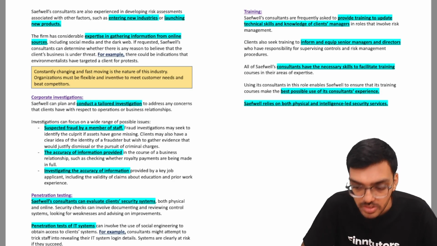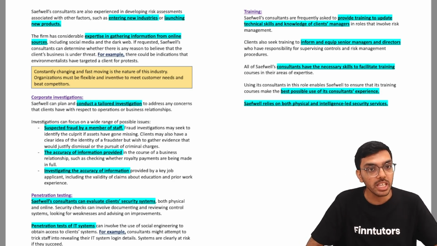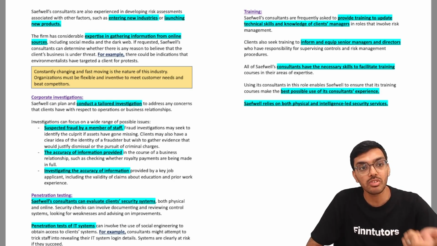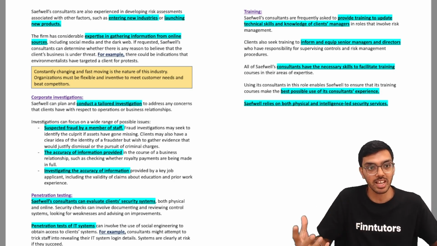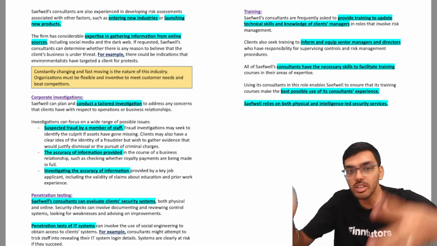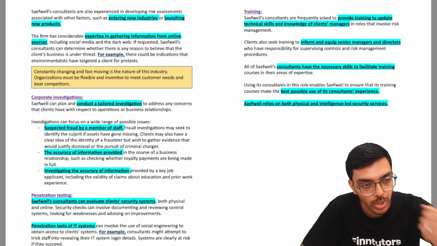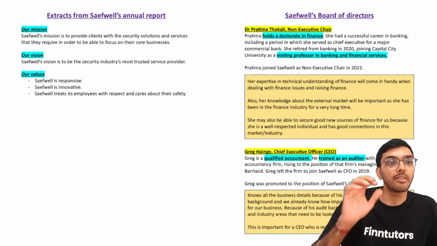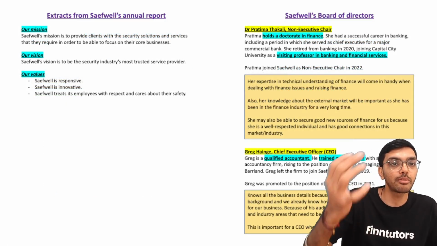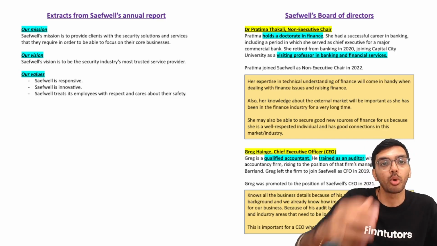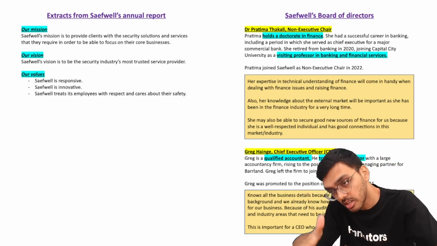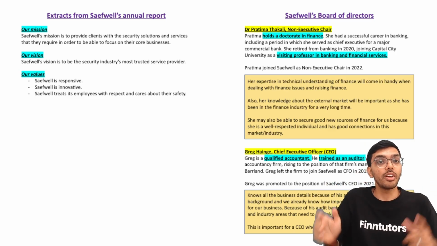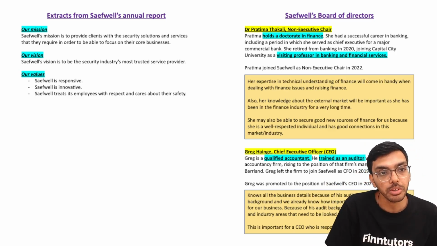Saefwell's consultants are also experienced in developing risk assessments associated with other factors such as new industries or launching new products. Like I said, any strategy risk you are able to help with. After that, they've given us an extract from Saefwell's annual report. So they provided us the services that we offer. Now we have extracts from the report.